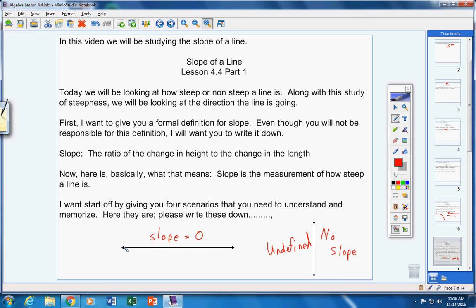So if a line is horizontal, the slope does exist. It is the number 0. If a line is vertical, there is no slope. We say it's undefined. And then, of course, going down from left to right, that's a negative slope. Going up from left to right is a positive slope. Those are 4 scenarios you must know, and you must memorize those, okay?